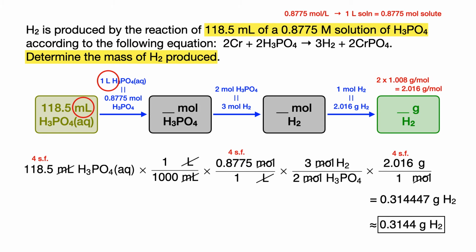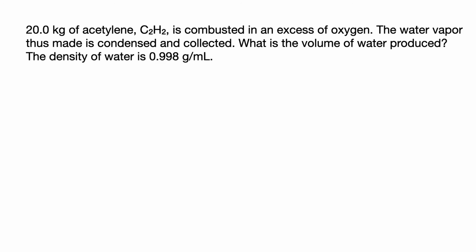So the second example that I want to look at today is described by this problem. 20.0 kilograms of acetylene, C2H2, is combusted in an excess of oxygen. The water vapor thus made is condensed and collected, and we want to know what's the volume of water that is produced. And we're told that the density of water is 0.998 grams per milliliter.